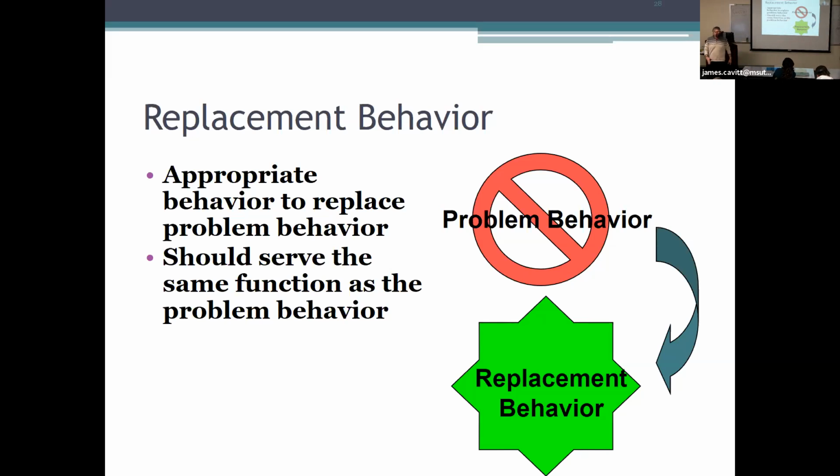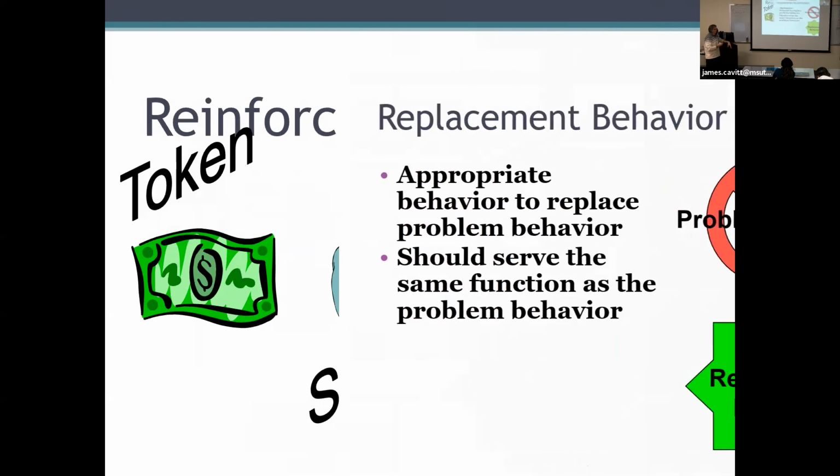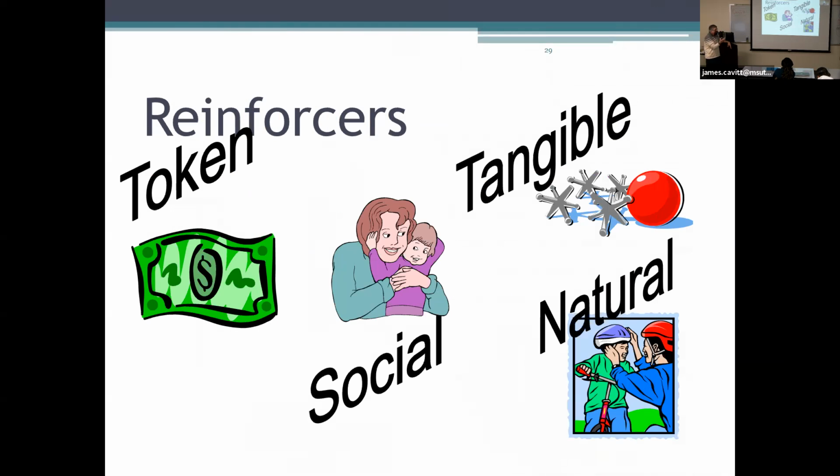And we're going to have to do a combination of both. Change the antecedent, change the replacement behavior, and teach it, and then reinforce it. But it becomes easier when we change the antecedent. So reinforcers can be anything. Okay, reinforcers can be anything.